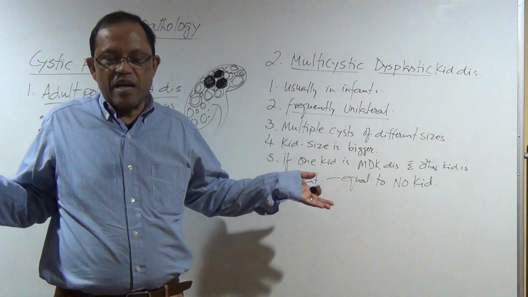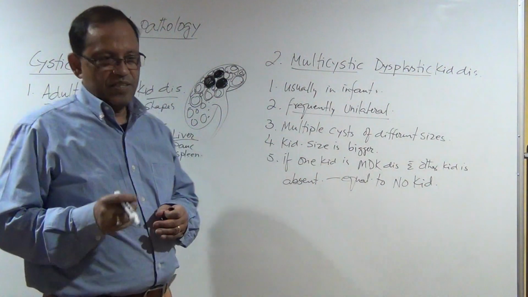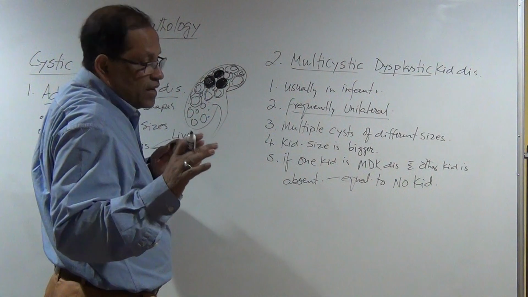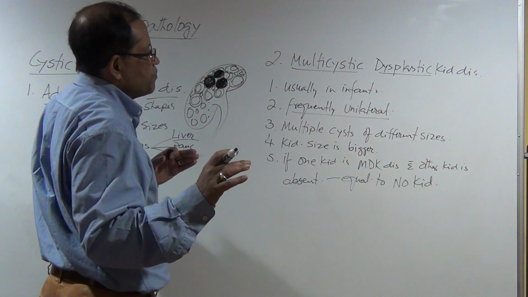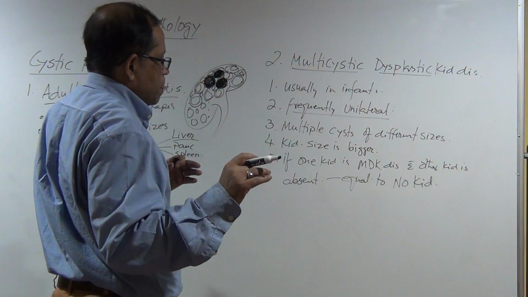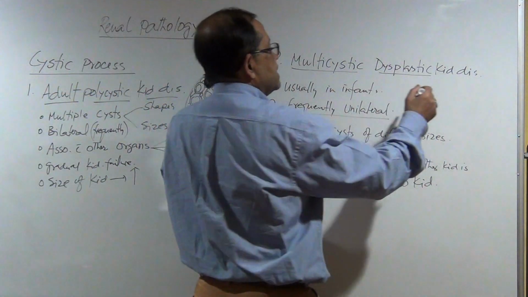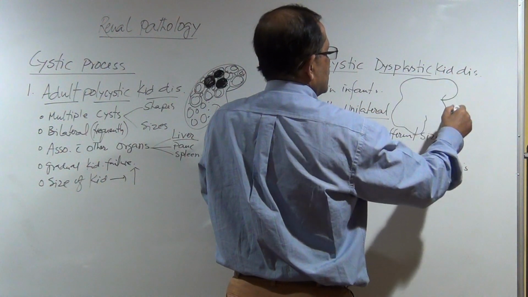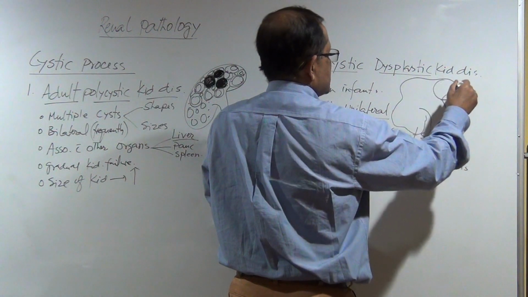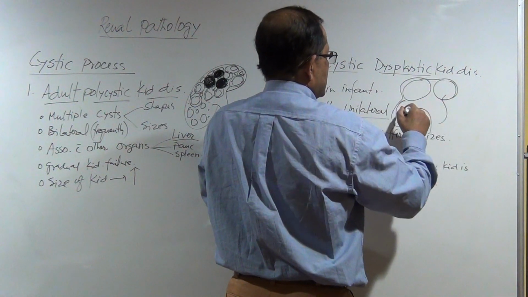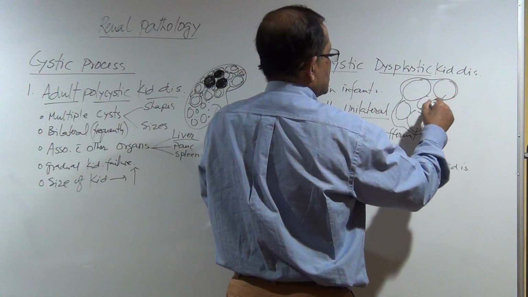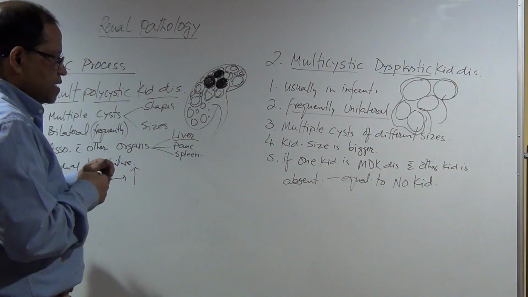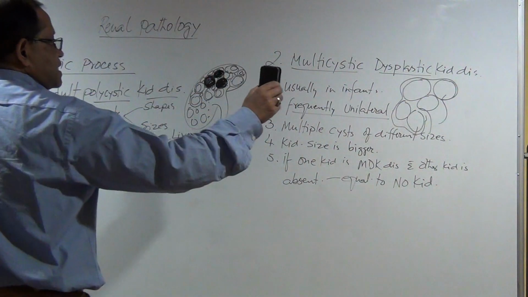So in the meantime, by ultrasound, they will catch it up. So this patient needs to be well cared for, because only one kidney is functioning, and this unilateral kidney would be bigger. Why? Because there are big cysts. Okay? Bigger. Okay, this is multicystic dysplastic kidney disease.